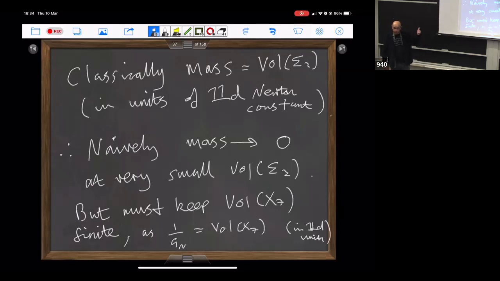This is not a KK mode, so you're absolutely correct. The KK modes do go like the inverse. But the mass of an object, the energy density in a soap bubble, is proportional to the area of the bubble. This is the same thing, like the Gauss law. It's because the membrane has tension, and if the cycle is incontractible, there'll be a minimal volume cycle for a given charge, and it will wrap that.